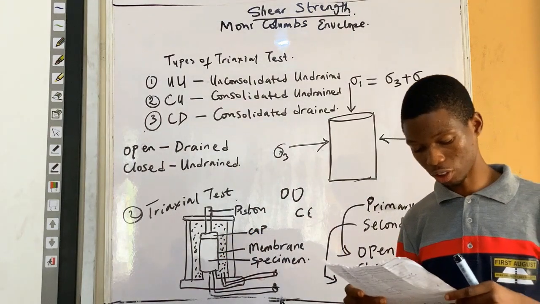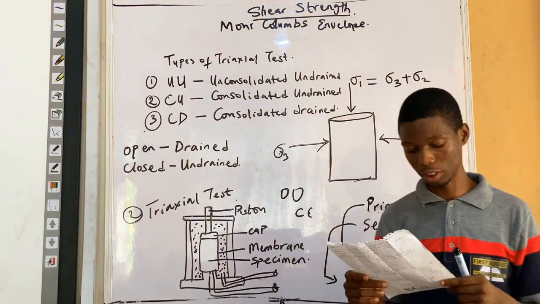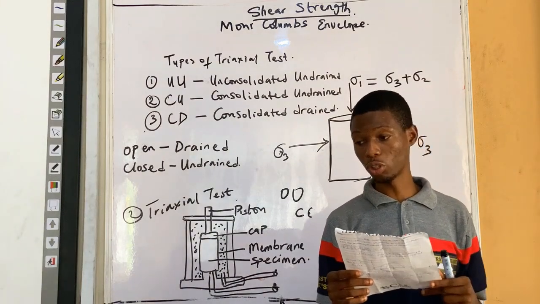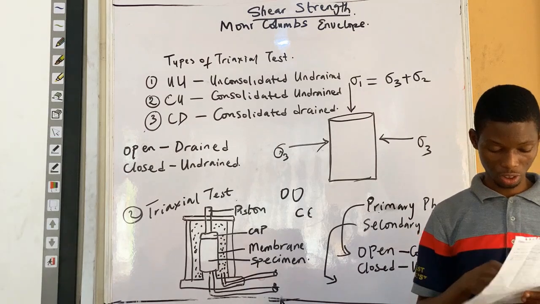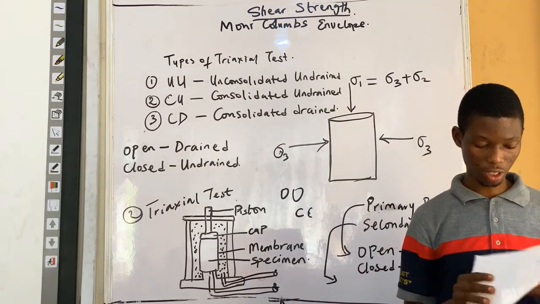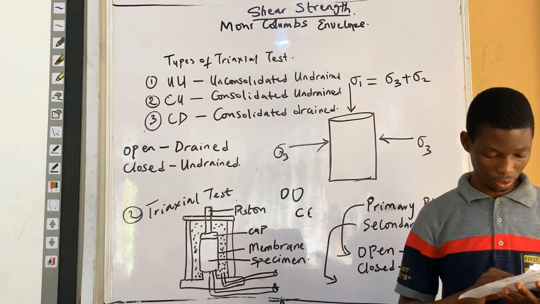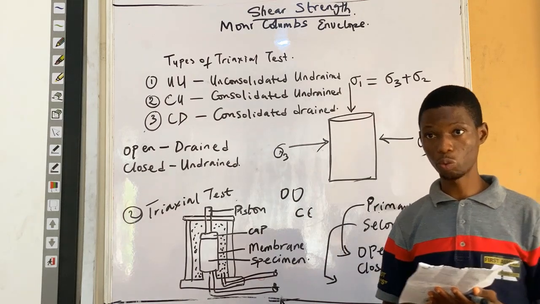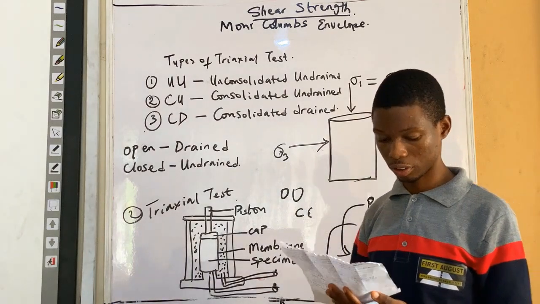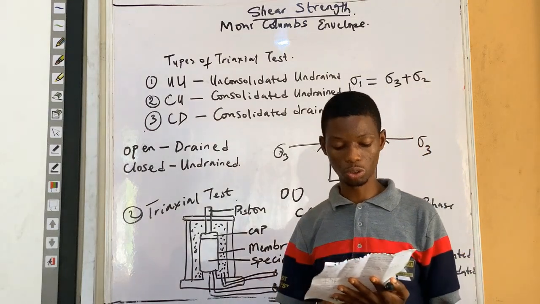The first one, drainage condition can be controlled easily. Pore pressure can be measured during the test. Yes, the more uniform distribution of stress and strain when compared with direct shear. Yeah, drainage condition can be controlled easily.